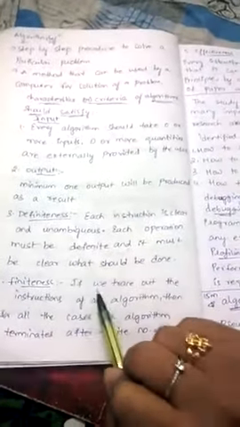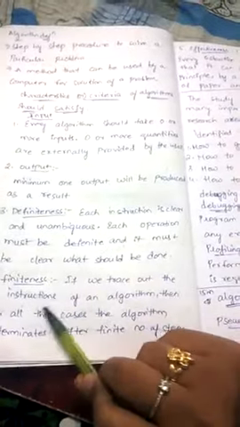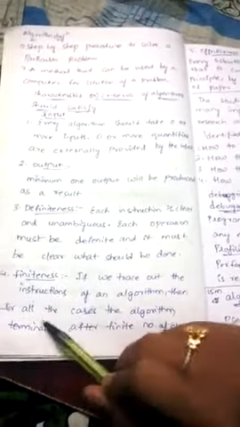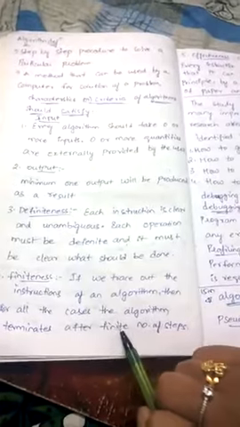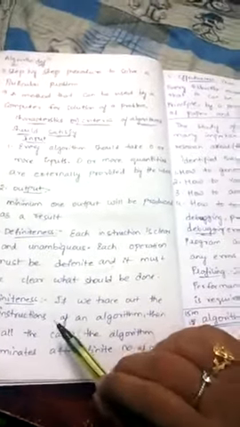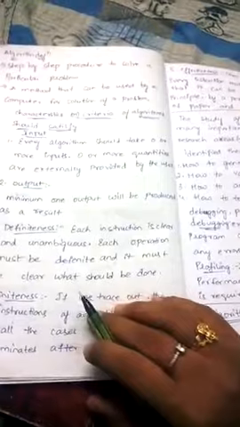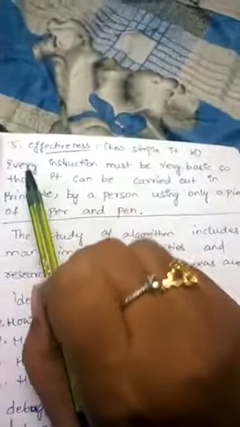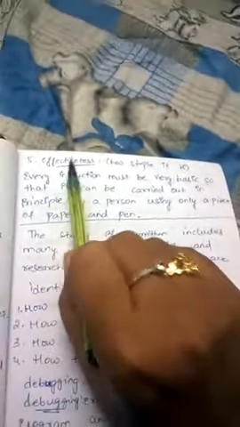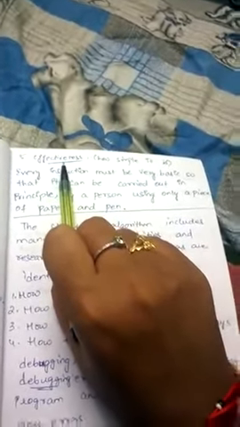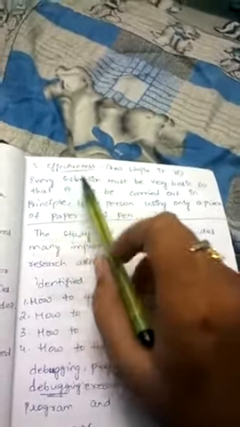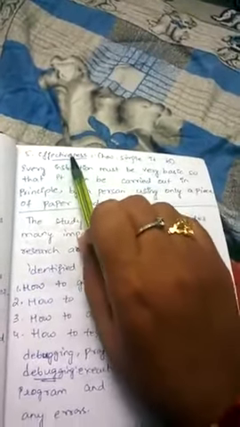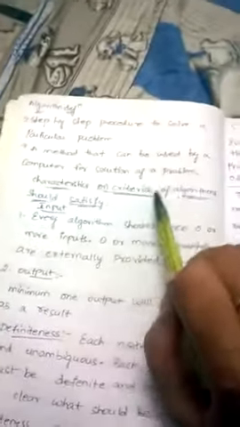Finiteness. Finiteness means if we trace out the instructions of an algorithm, then after a finite number of steps, it should terminate. Every algorithm must have only finite steps, means only a countable number of steps. It should not be infinite. Effectiveness means it should be so simple. It should be in a form where everyone can understand it easily. So this is called effectiveness of algorithm. So these five are the criteria or the characteristics of the algorithm.